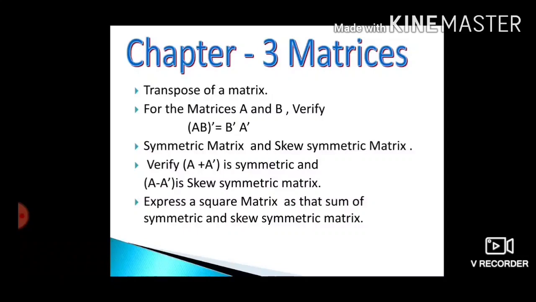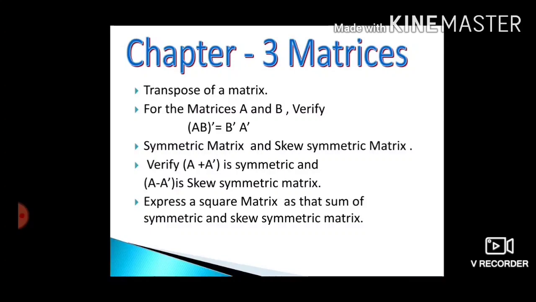Third, we will do symmetric matrix and skew symmetric matrix. What is a symmetric matrix, a skew symmetric matrix, that we will do today. And then we will verify that A plus A transpose is a symmetric matrix, and A minus A transpose is a skew symmetric matrix.